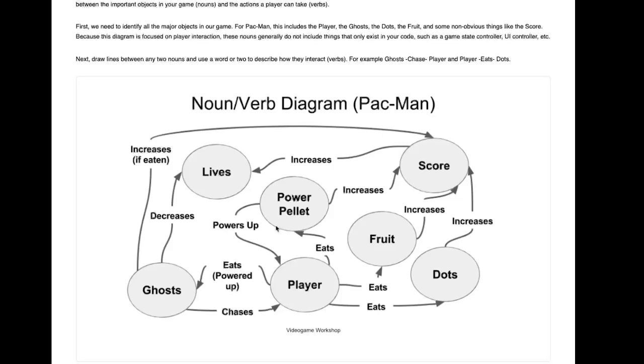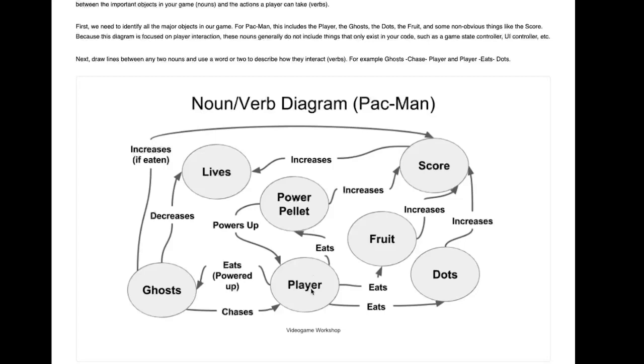In this diagram, on the nodes are the nouns, the important objects in your game. Between these nodes, the edges show the verbs, that is the actions the player can take in this game. In this specific example for Pac-Man, the nouns include the player, the ghost, the dot, the fruit, and some more related to the system, like the score, lives, and power pellet.